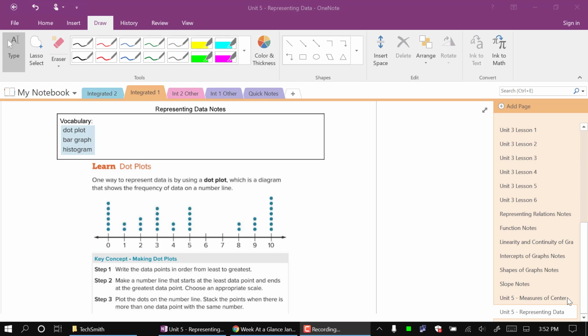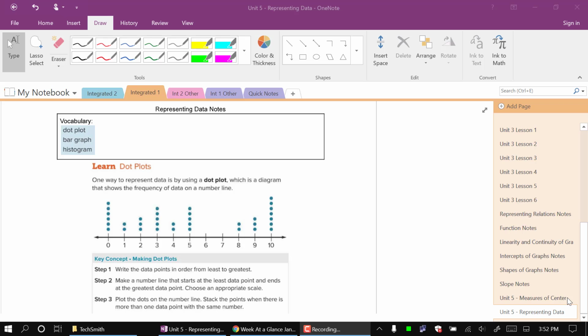Good day, everyone. Today we're going to be looking at Unit 5, representing data. So we have 3 vocabulary words: dot plot, bar graph, and histogram. Refer to your vocab sheet for the definition of each of those words. We're going to start off with dot plots.